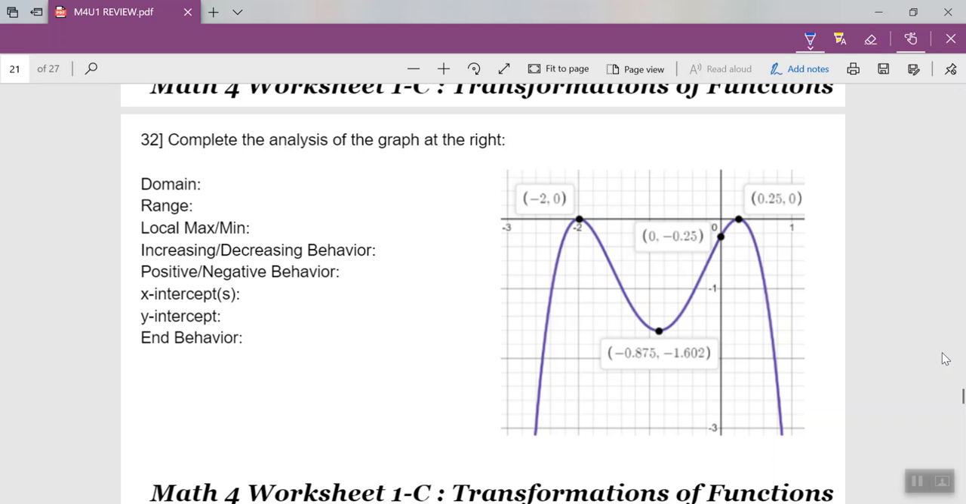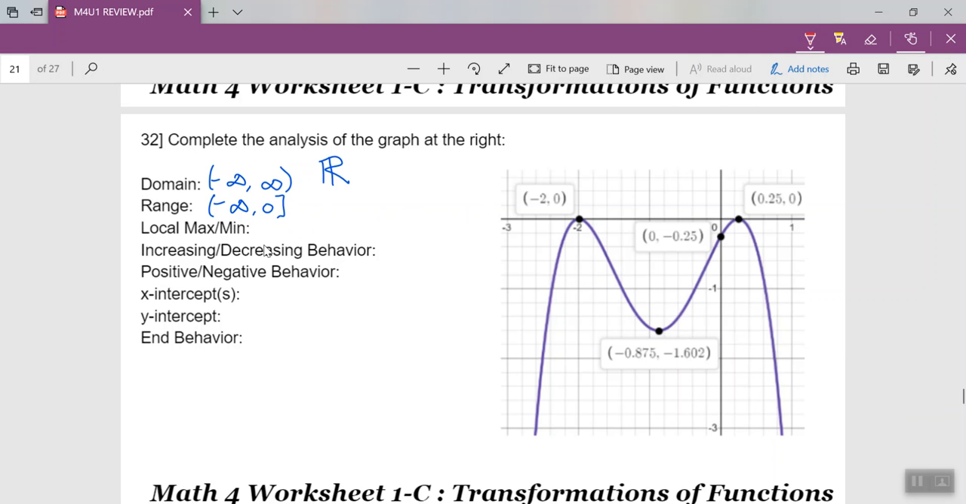Okay, this guy's a little more interesting. The domain would be all real numbers. For the record, sometimes you'll see it listed that way. That is the set of all real numbers. The range, however, stops at 0, goes from negative infinity up to 0. 0 is included in the answer.